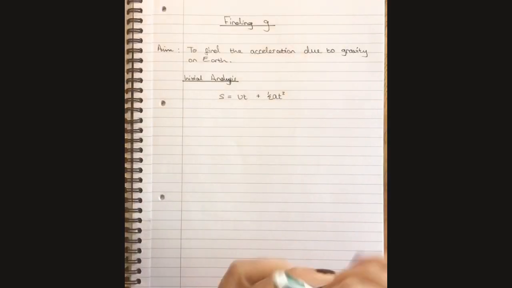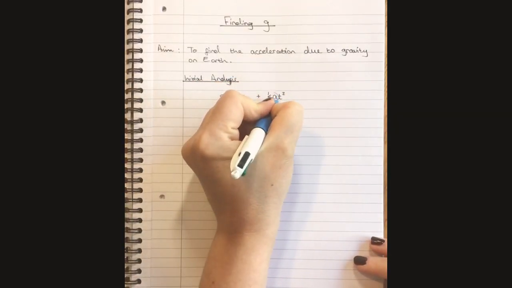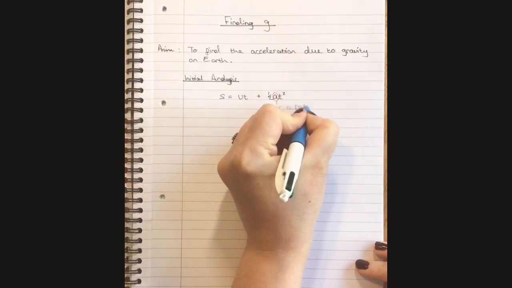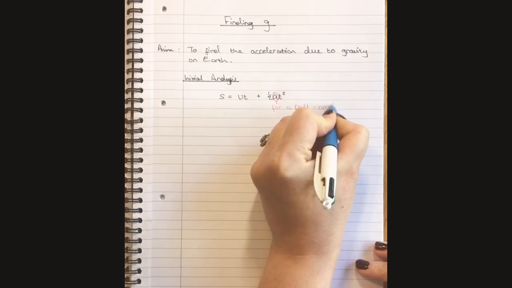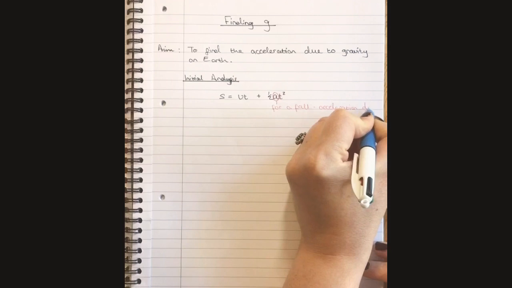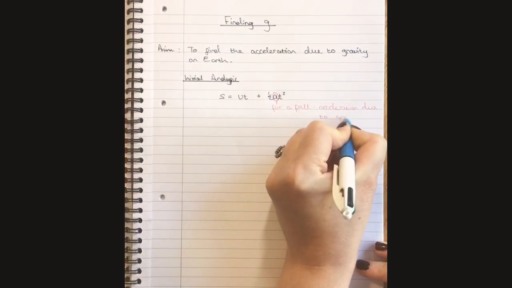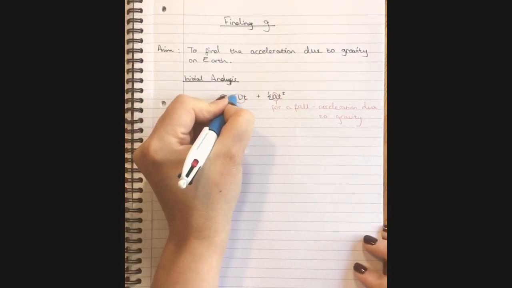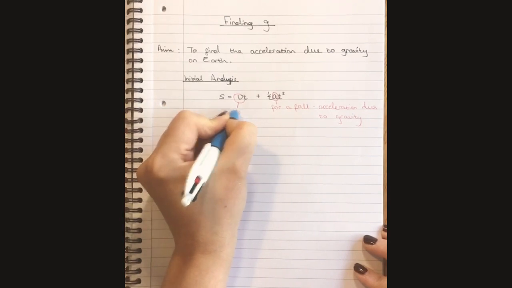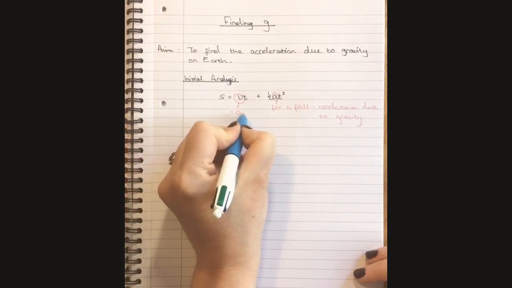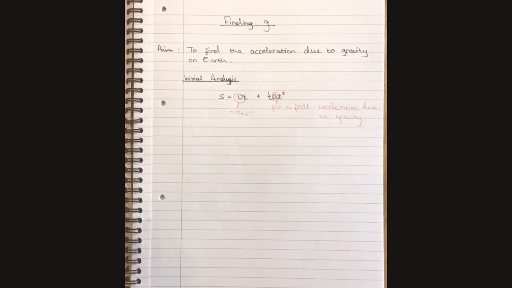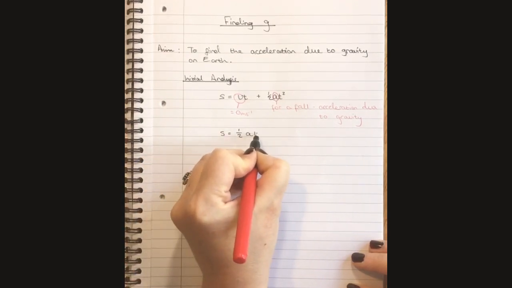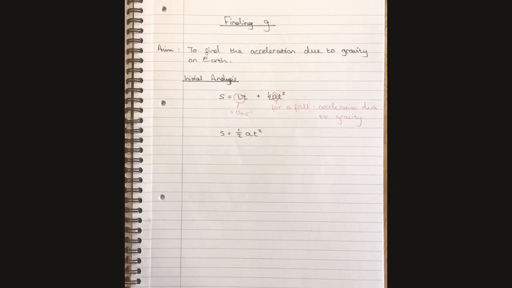So this right here, for a fall, that is the acceleration due to gravity. Okay, and for a fall, u equals 0. So that gives us s equals a half at squared, and we want to find a.